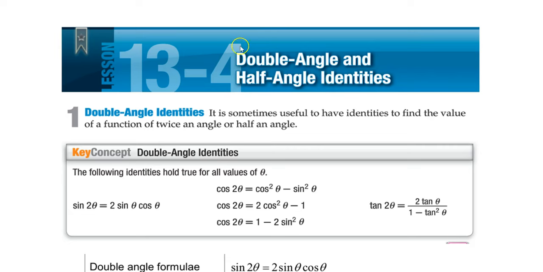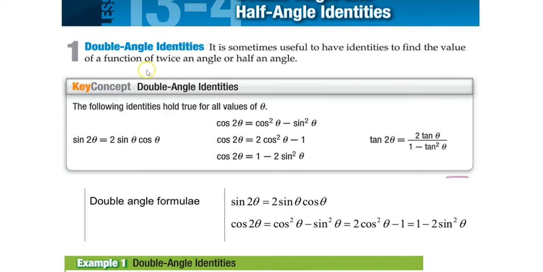13-4 double and half angle identities. So here are some formulas we're going to learn and use. These specifically are the double angle identities. And like before, I will give you these. I'll give you that sine 2x.